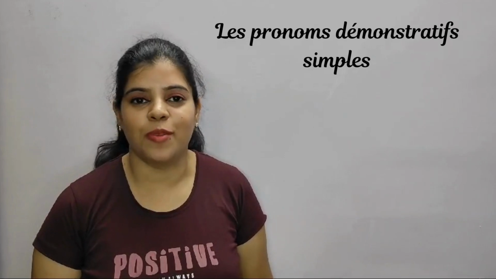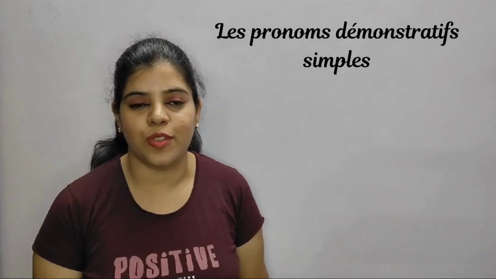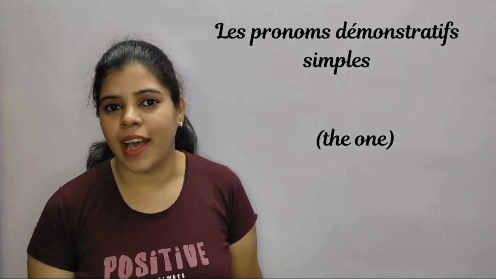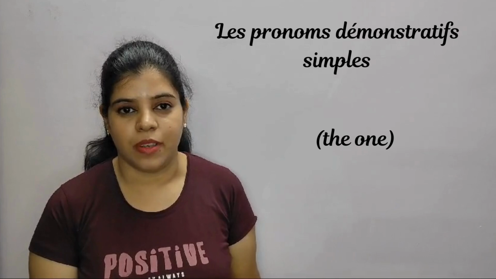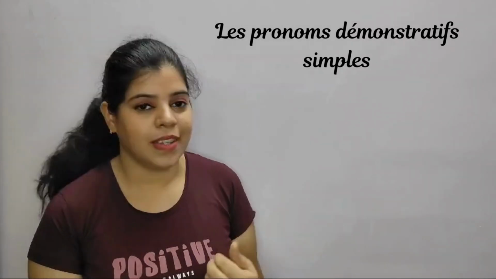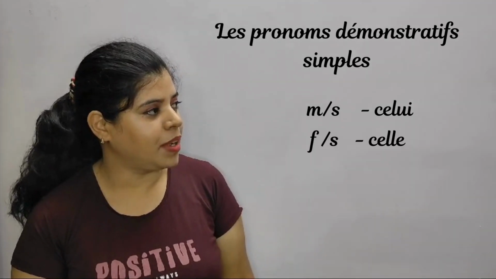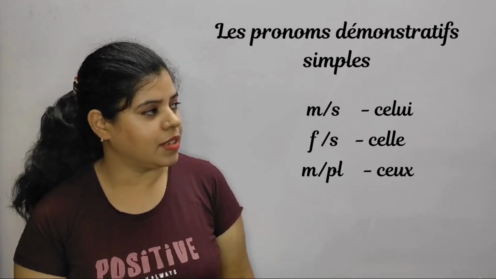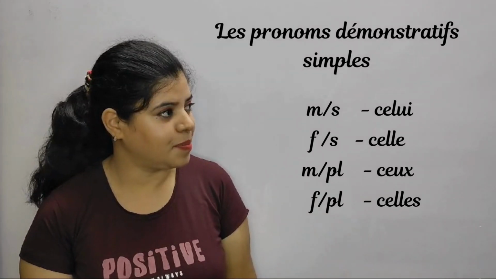Now let's see pronoms démonstratifs simples. Pronoms démonstratifs simples are used to say the one. For example, if I ask you, do you like this hat? And if I say no, I like the one which is on the table. So here I can use pronoms démonstratifs simples. Let's see them. For masculine, we say celui. For feminine singular, it is celle. For masculine plural, it is ceux. And for feminine plural, it is celles.